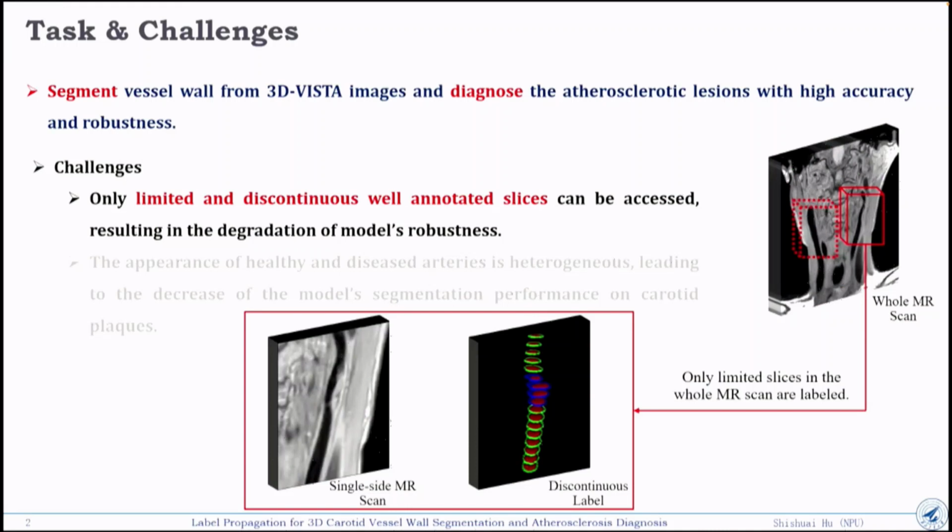In this challenge, our goal is to segment the vessel from 3D MR images and diagnose the atherosclerotic lesions. Based on our observation, we found that this task is challenging mainly due to two reasons. First, we can only access limited and discontinuous well-annotated slices, as shown in this page. As a result, it is hard for us to train a robust segmentation model.